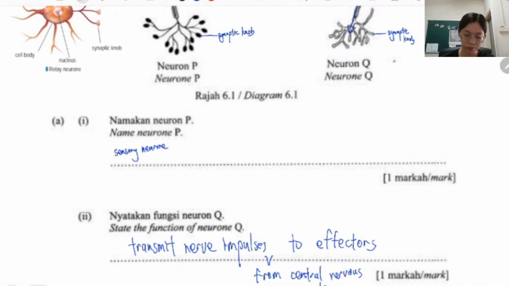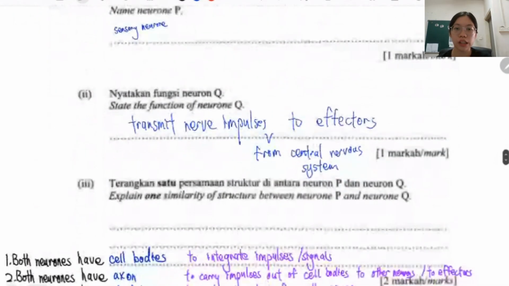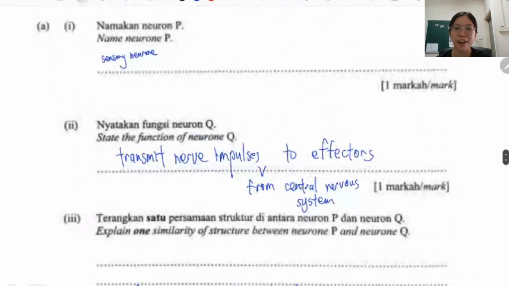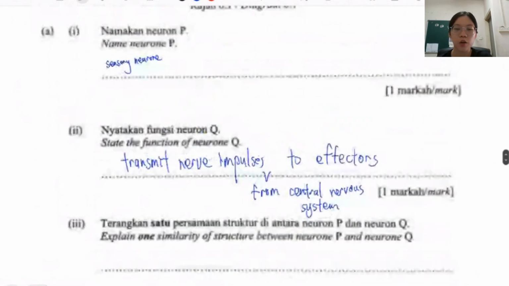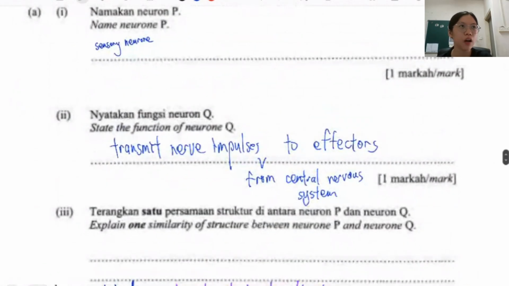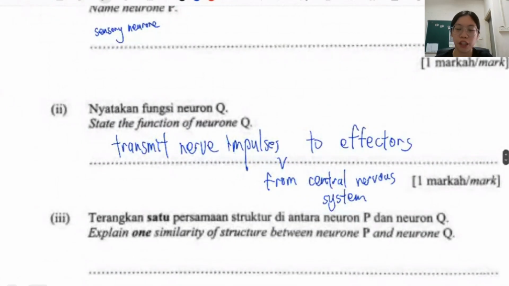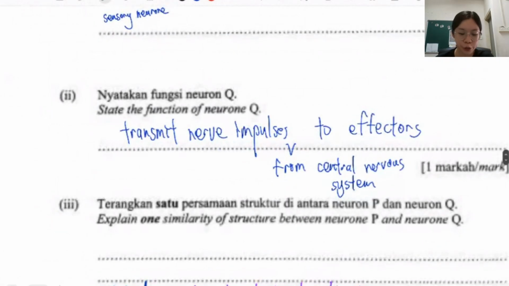Moving on, we are talking about the similarities of the structure between neuron P and Q. So there are so many similarities. But this question consists of 2 marks. What if I don't know how to answer? I know a lot of similarities, but I don't know how to explain. You can only get 1 mark, even though you mentioned 2 similarities. So normally you put the most confident similarity, the one you can explain in the most confident way.